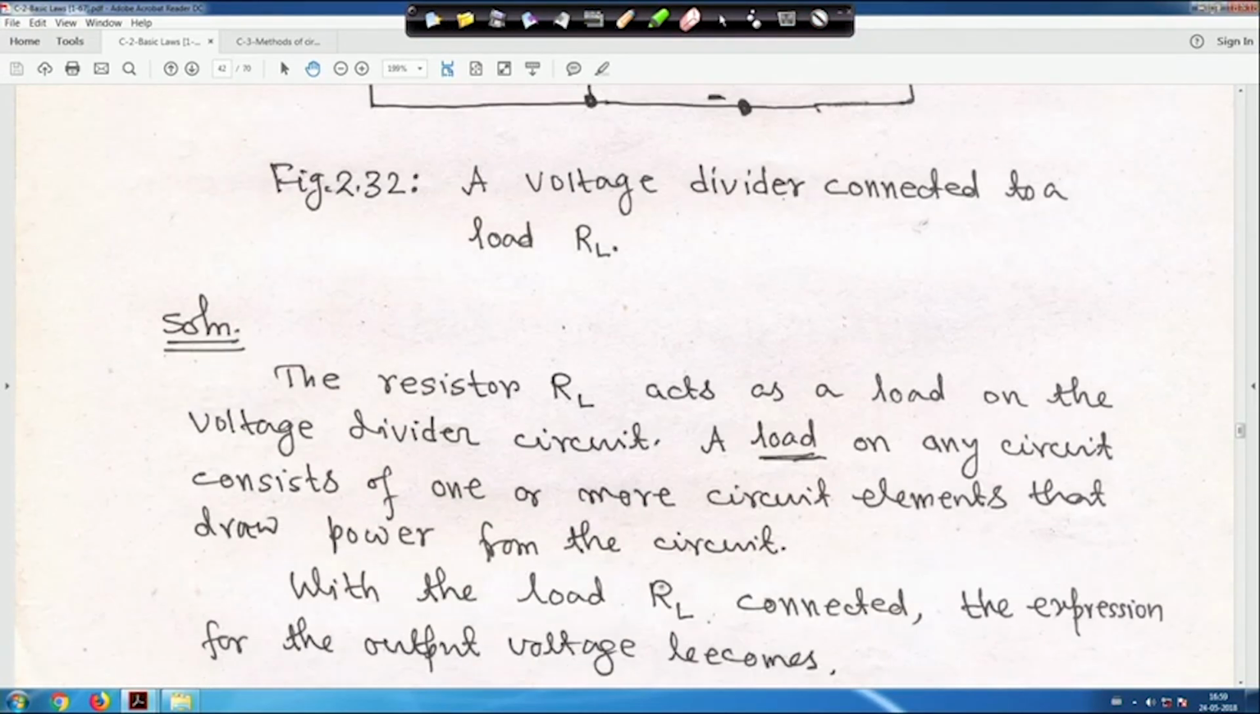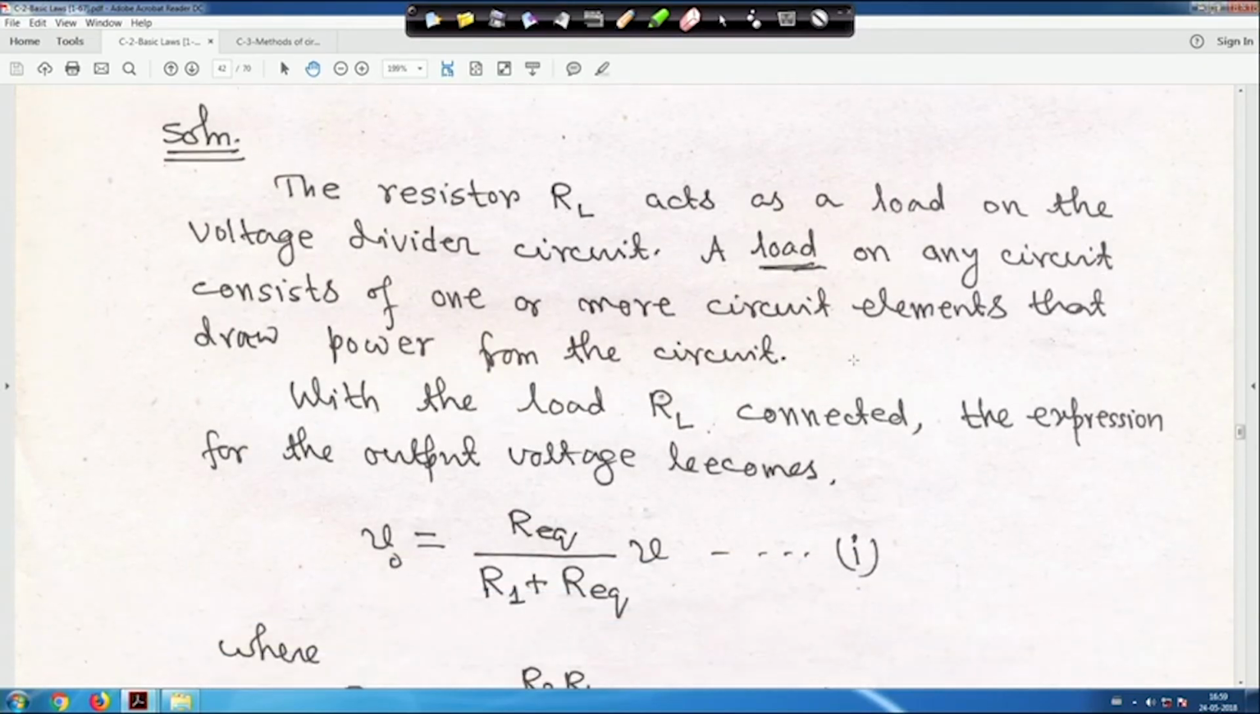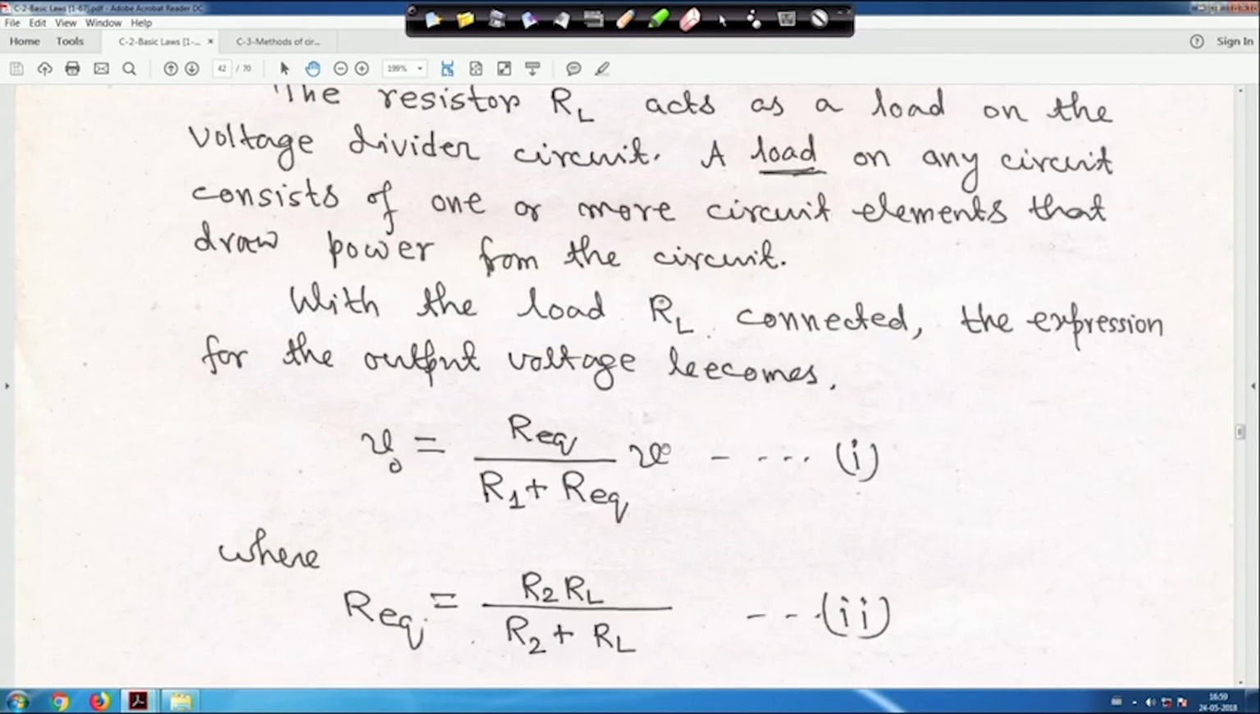Therefore, resistor RL acts as a load on the voltage divider circuit, right. Now, what we will get, you have to find V0. With the load RL connected, the expression for the output voltage becomes V0 equal to V times Req divided by R1 plus Req. So, I am making it here again, to show how it is coming.